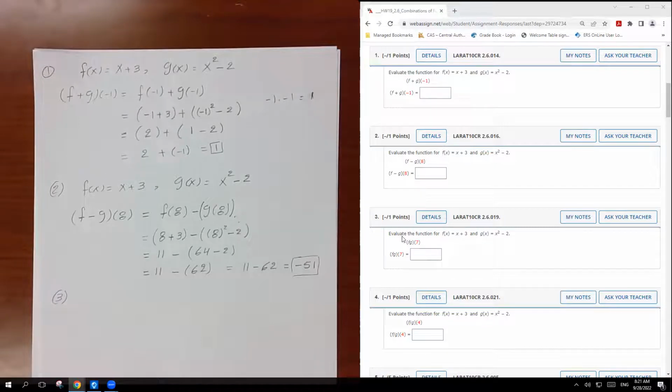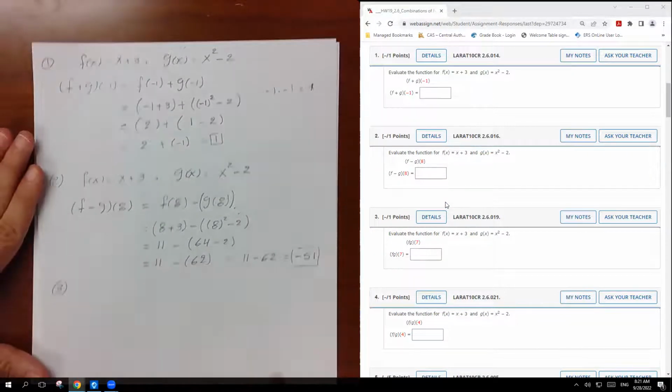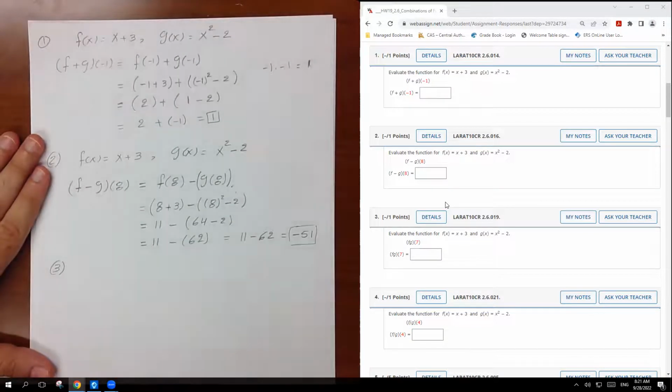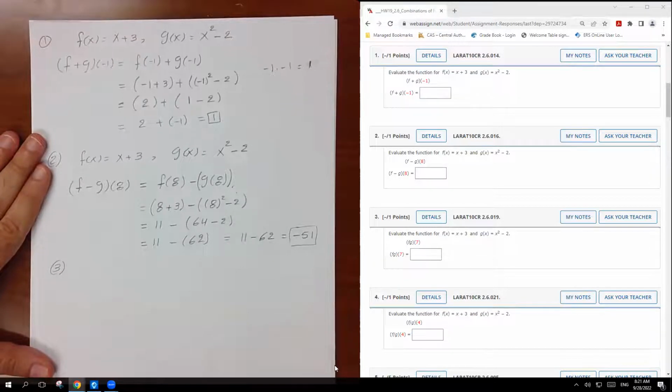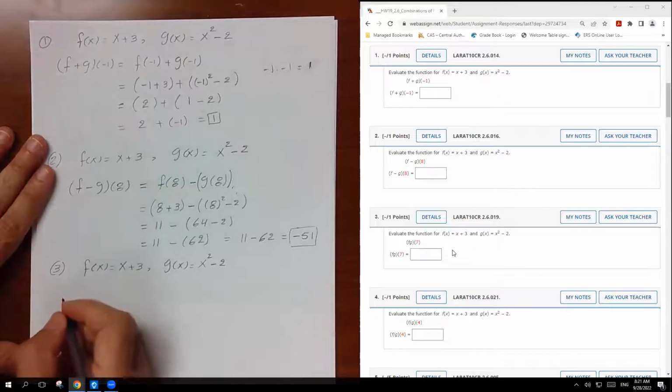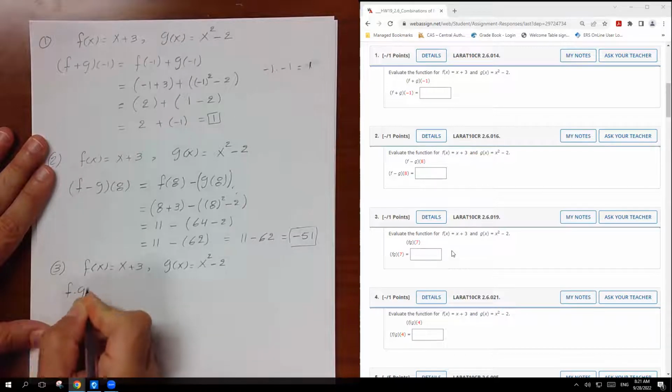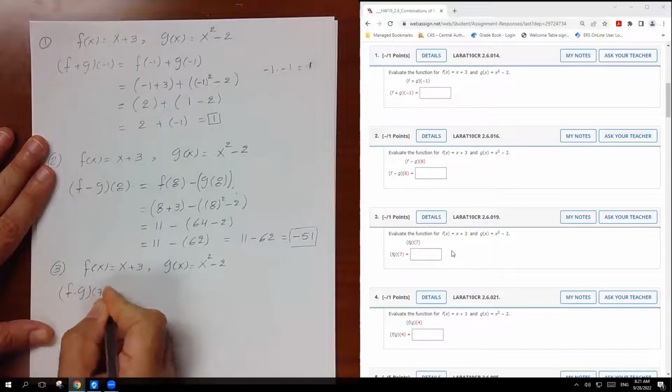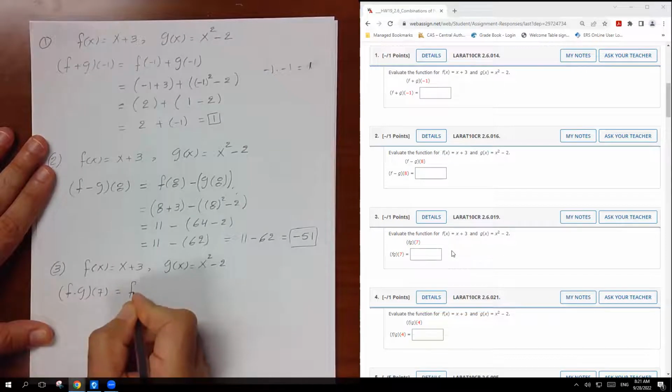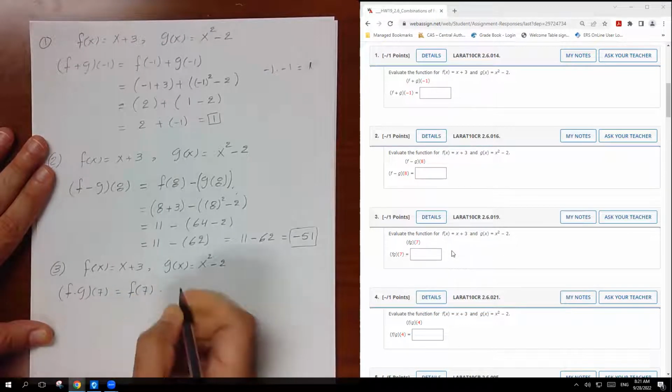Number 3, it says (f times g)(7). I think the same two functions, x squared, yes, you see f of x and g of x. So now we need to find (f times g)(7), which is going to be f(7) times g(7).